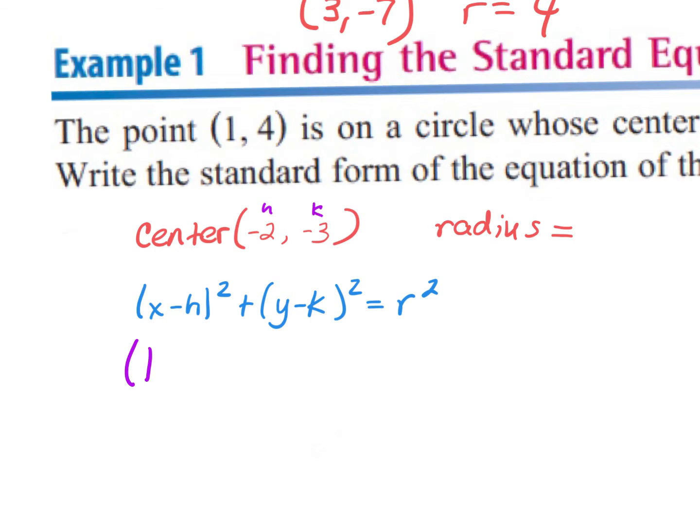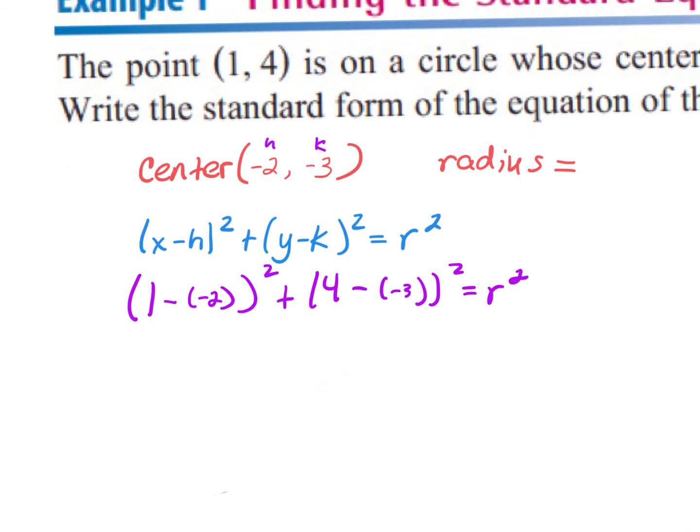Negative 2. So my equation says 1 minus negative 2, squared, plus what's the y value that they gave me to use? 4, minus what's the k they gave me to use? Yep, negative 3 equals r squared. Agreed? So what's 1 minus a negative 2? So it's 3 squared plus what's 4, excuse me, minus negative 3. 7 squared equals r squared.